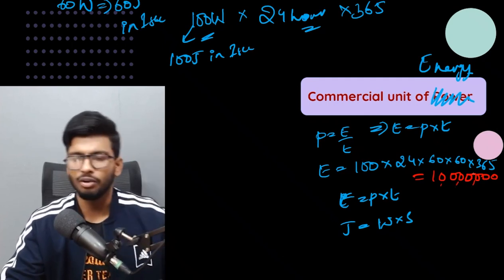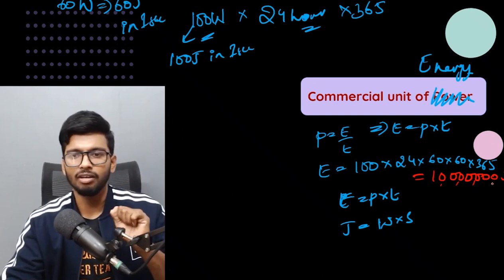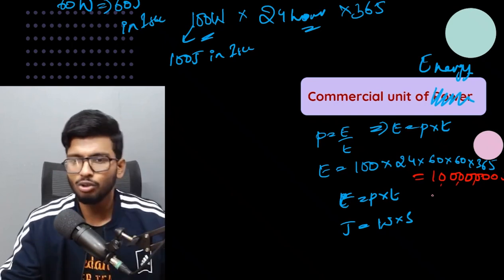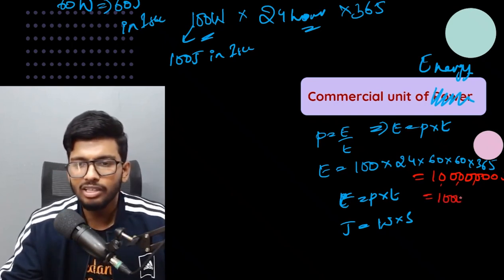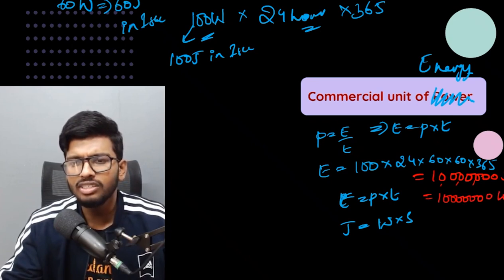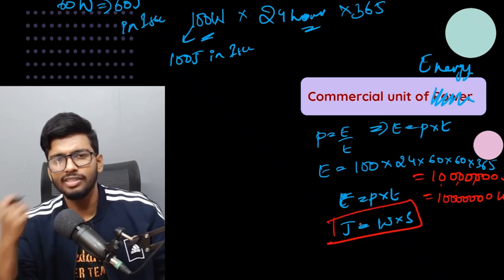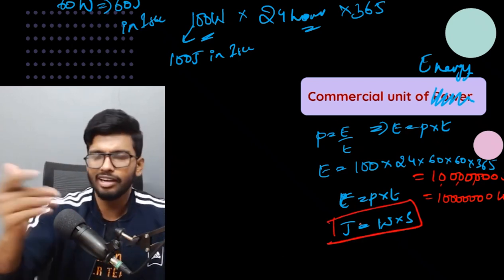Let's say I got it as 1 crore. All right. Now, 1 crore joule is a very big number. So instead of writing it as 1 crore joule, can you also write it as 1 crore watt second? It's still the same thing, no? Because 1 joule is equal to 1 watt into 1 second. So instead of writing it as joules, I can write it as watt second.